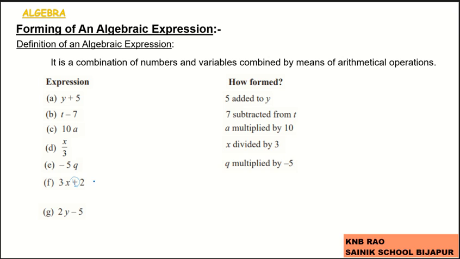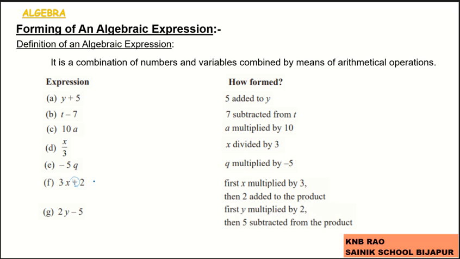How do you say 3x plus 2? Children, it is very simple. Find x multiplied by 3, that is the first thing done. So first x is multiplied by 3, later that product is added to 2. So 2 is added to that product. Now tell me, how will you say 2y minus 5? First y is multiplied by 2 and from that product 5 is subtracted. Okay, 5 is subtracted from that product.